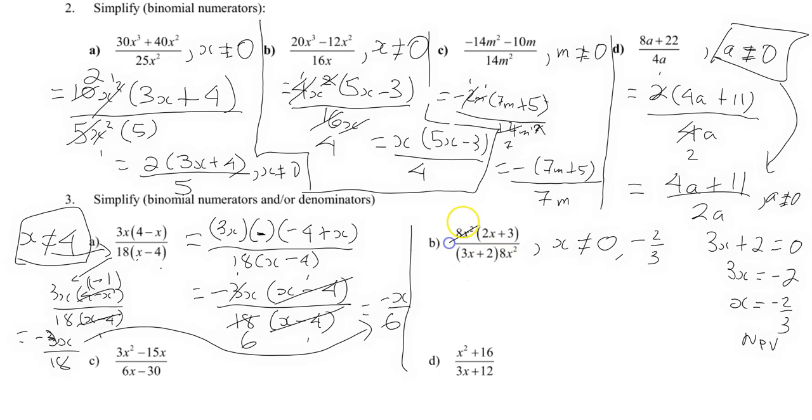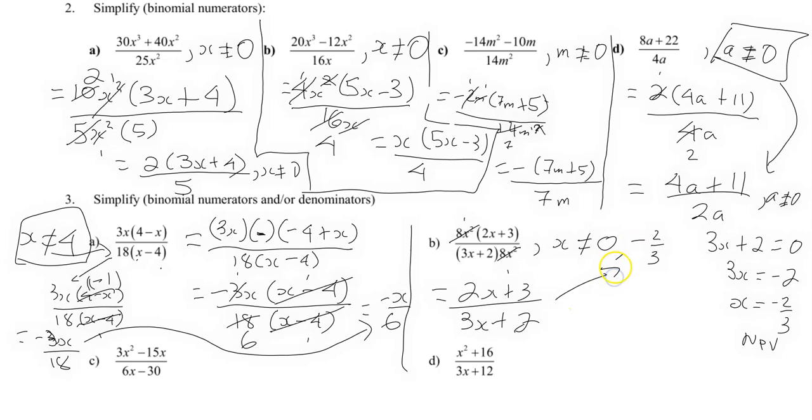So, you know what we do? Cross off the 8x squared. When you cross stuff off, put a 1. What's left? 2x plus 3. And at this point, we can drop the brackets. We don't need them anymore. Nothing's being multiplied. And in the denominator, 3x plus 2. And that's it. We're done, right?